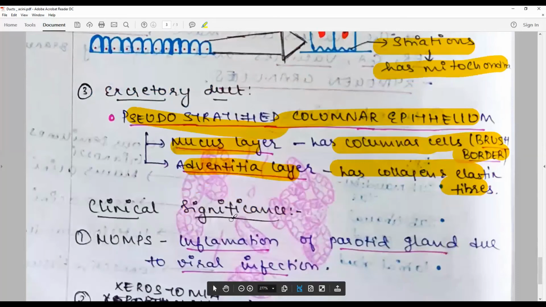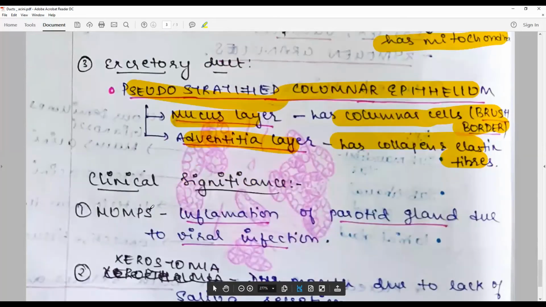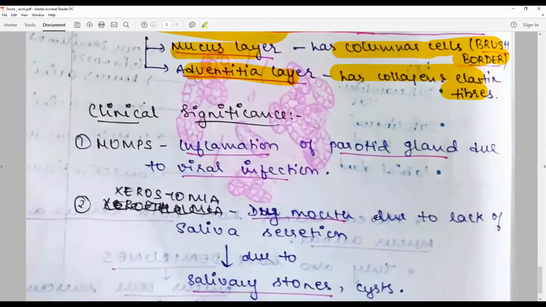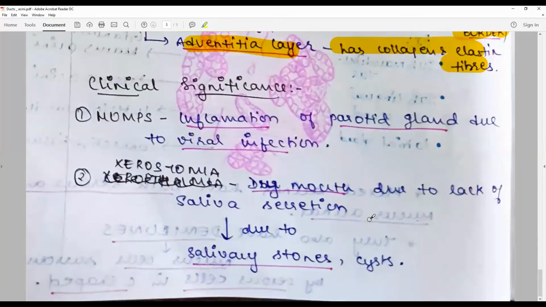The clinical significance: inflammation of the parotid gland, mumps or viral inflammation, and xerostomia, dry mouth when there is less secretion, or acinar destruction. Hypertrophy or atrophy may lead to altered secretion of saliva.